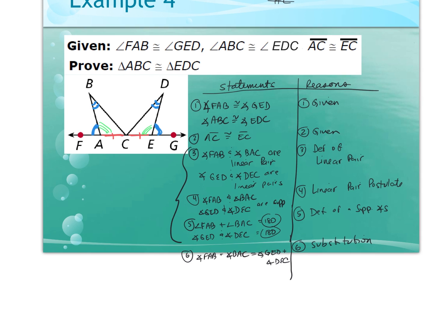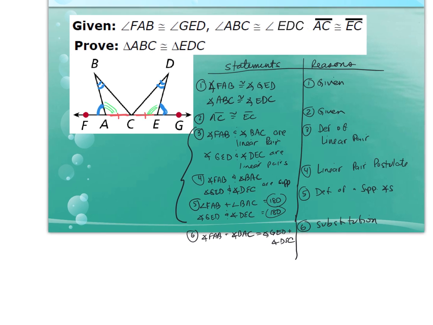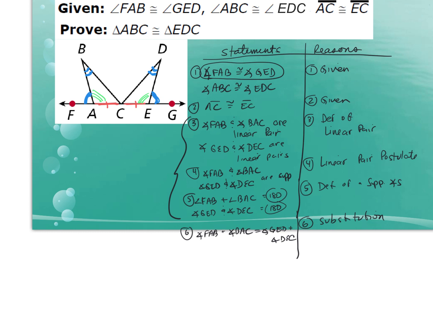Okay. Now, up here somewhere, I told you guys that angle FAB, this was given, equals GED. So I can sub in at any point. I can sub in FAB or GED for each other. So I'm going to come in here and substitute. Instead of FAB, I'm going to use GED. I'm going to say angle GED plus angle BAC equals angle GED plus angle DEC. Substitution is the way to go here.